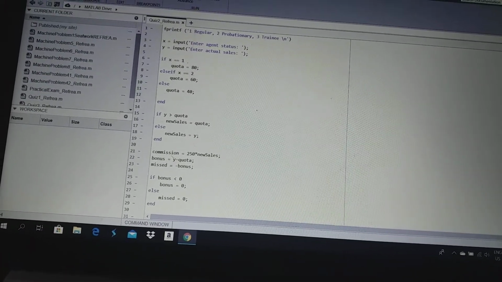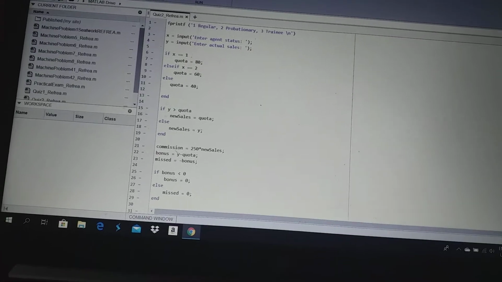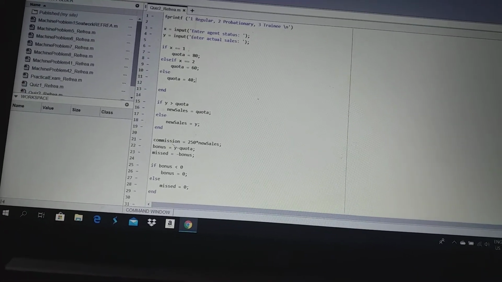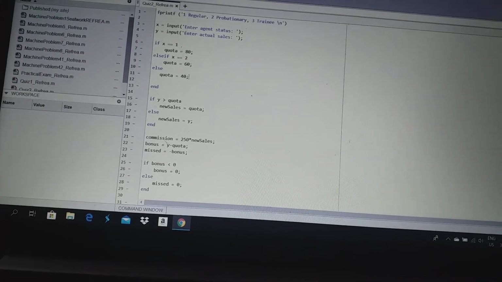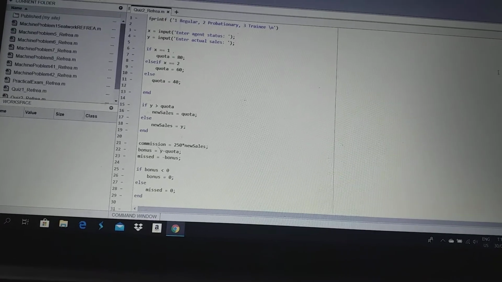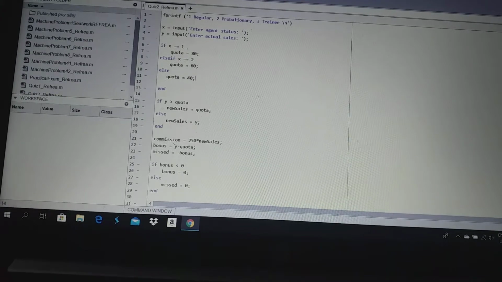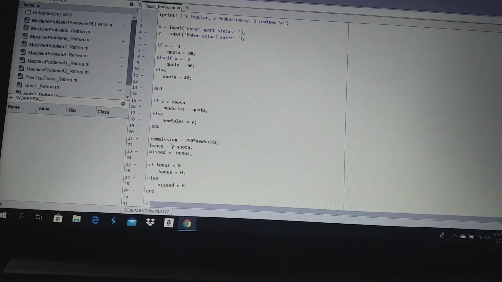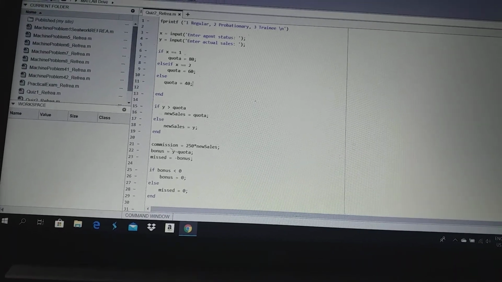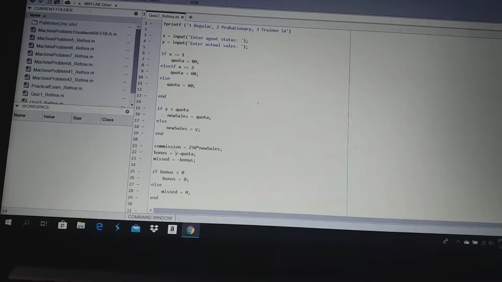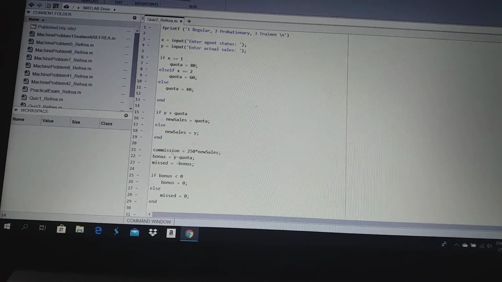So upon choosing to run the program, the user is greeted with the text 1 regular, 2 probationary, and 3 trainee in line 1. This serves as a guide so the user may select his or her own appropriate agent status. This is thanks to the function of fprintf, which allows text to be displayed. Next, another text is also presented to the user. This is the text enter agent status, which is located in line 3. Input function displays the text in prompt and waits for the user to input a value.